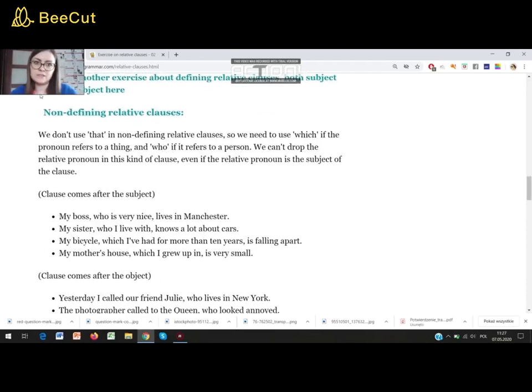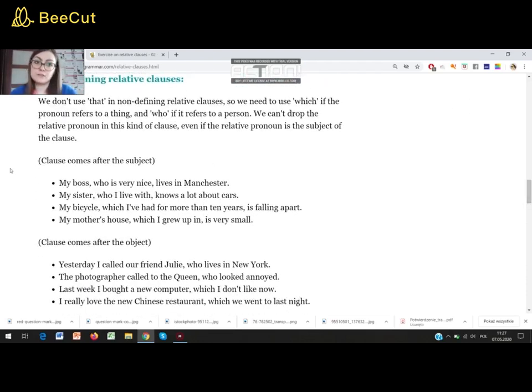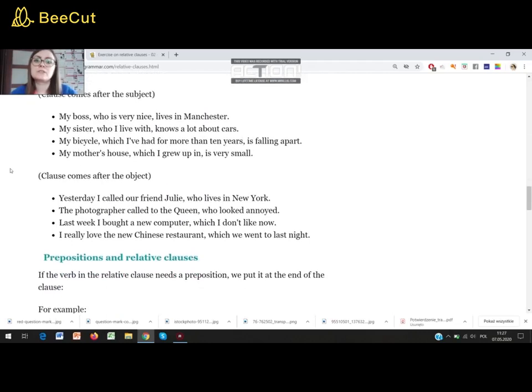We will do the exercises later on, and now let's focus on non-defining relative clauses. We don't use that in non-defining relative clauses, so we need to use which if the pronoun refers to a thing, and who if it refers to a person. We can't drop the relative pronoun in this kind of clause, even if the relative pronoun is the subject of the clause. So firstly, we have a clause that comes after the subject.